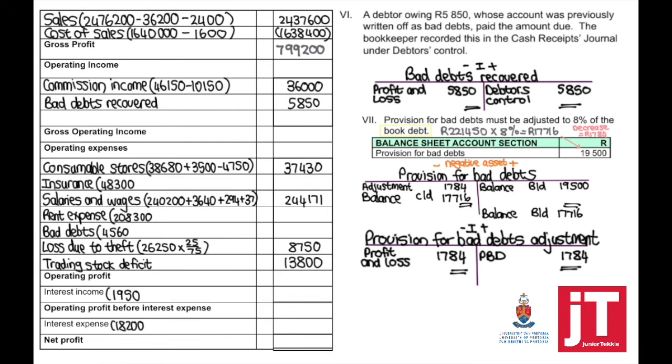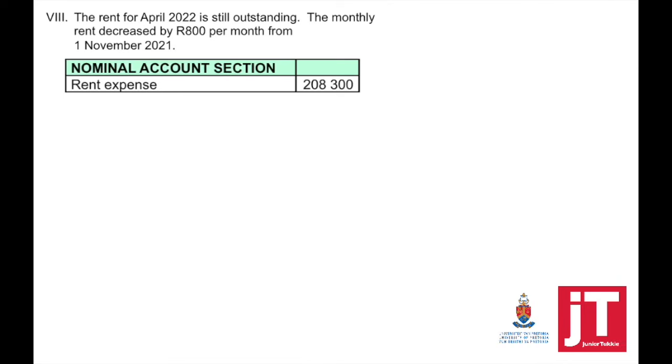To decrease it, it's regarded as an income. So under operating income, provision for bad debts adjustment, 1,784. The rent for April 2022 is still outstanding. The monthly rent decreased by 800 per month from 1 November 2021.